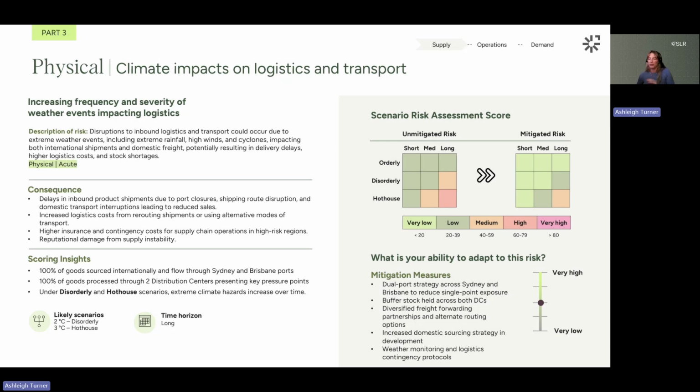In a workshop, we'd be feeding this back and we'd be saying, are there any consequences that have been missed here? Is there anything that's not as relevant to you? Do you agree with what mitigations have been captured and your ability to adapt? And do you agree with this assessment and how it's evolving over time?